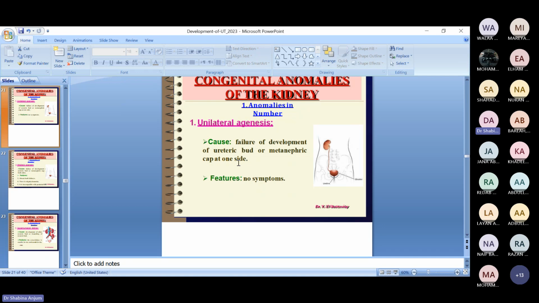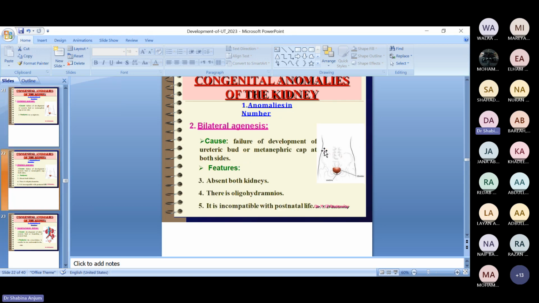So, unilateral agenesis: someone will have only one kidney. On one side the mesonephric duct and ureteric bud will not develop, so only the one-sided ureteric bud and metanephric cap will be present. It will form only one kidney. It will not cause any symptoms. It may go unnoticed, and the person may live without any complication.